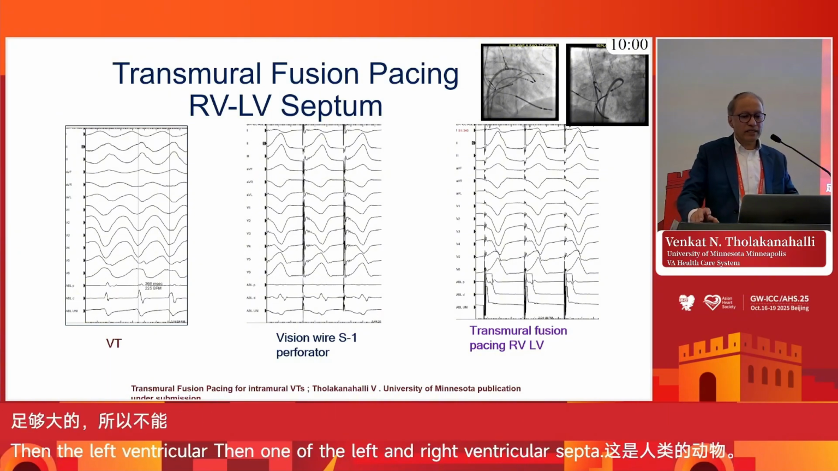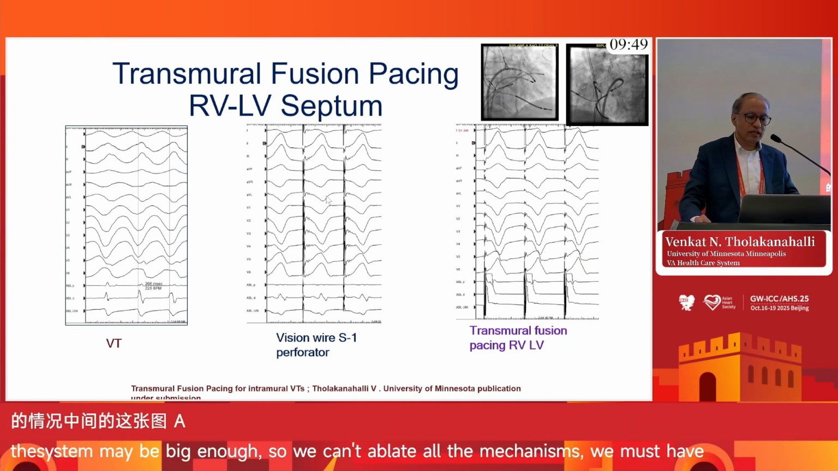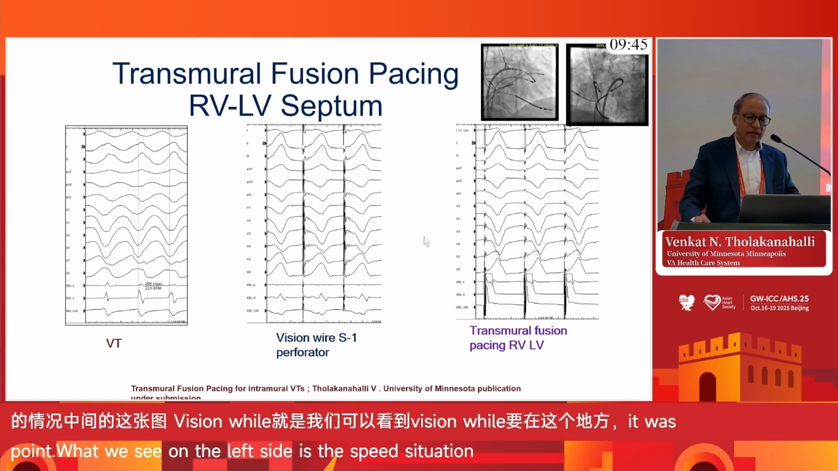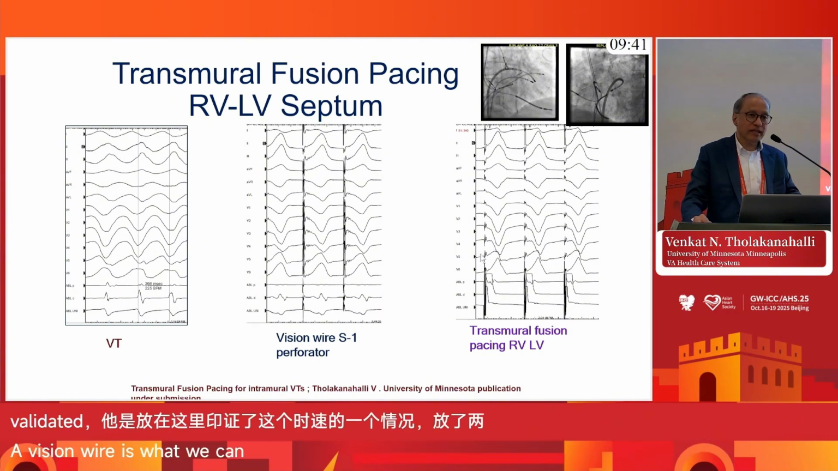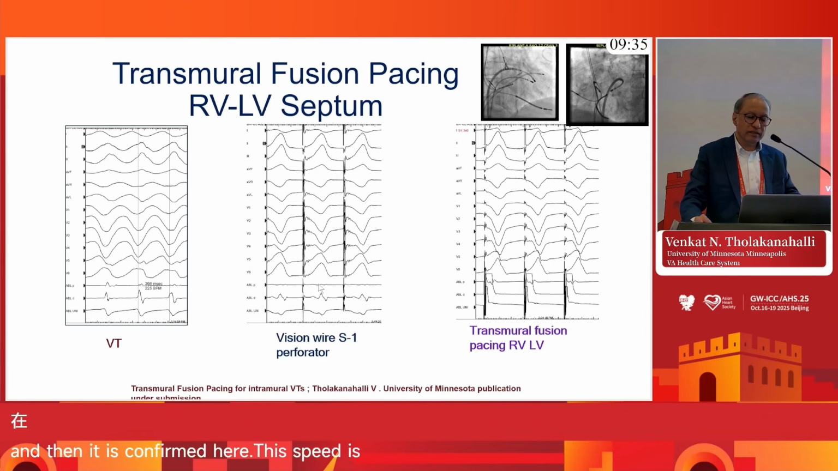So in this particular patient, the left panel indicates the ventricular tachycardia. The middle panel is showing evidence of a wire, in this case placed in the septal perforator, and it was paced and validated to demonstrate the similarity of the VT. When you place two catheters on either side of the septum and pace simultaneously, you develop what is called transmural fusion pacing. This is similar to what we are seeing in the septal perforator.